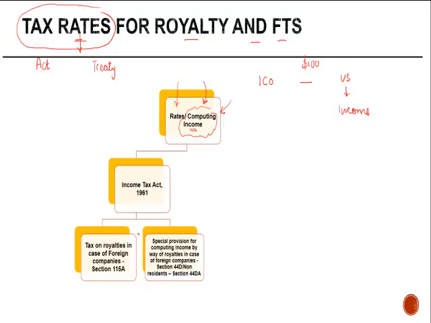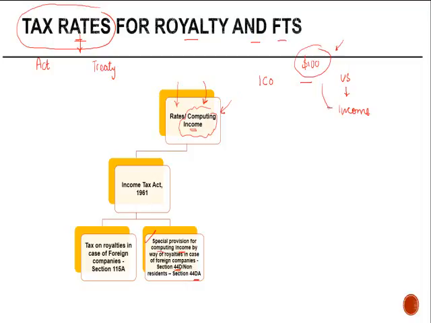Here basically if you see, there are two sections, section 44D and 44DA. They contain special provisions for computing income by way of royalties in case of foreign companies or non-residents. What these sections basically provide is that when you are looking at the taxation of royalty, right, there are no deductions which are going to be allowed against this income, right? Which means that this entire 100 will be treated as income for the non-resident.